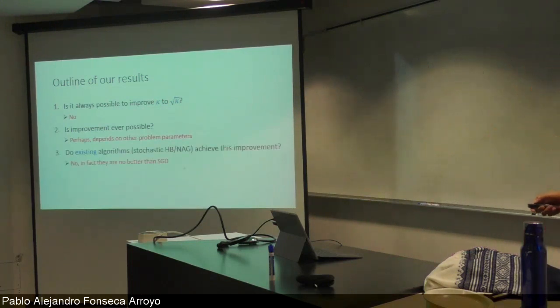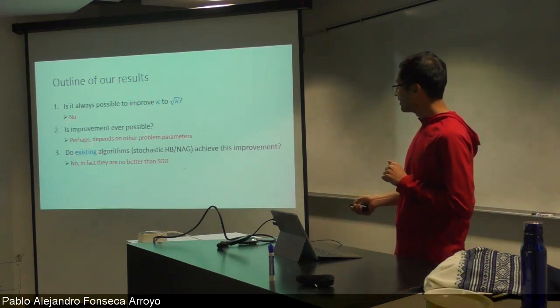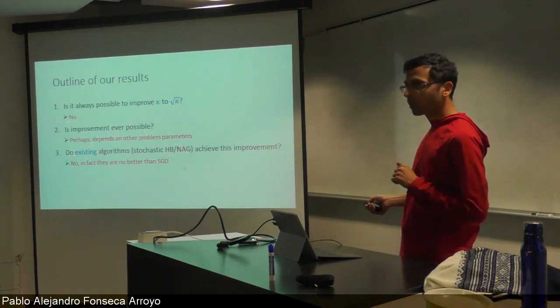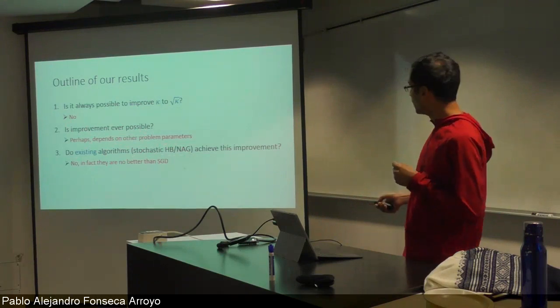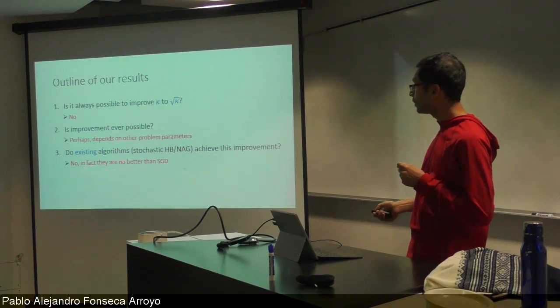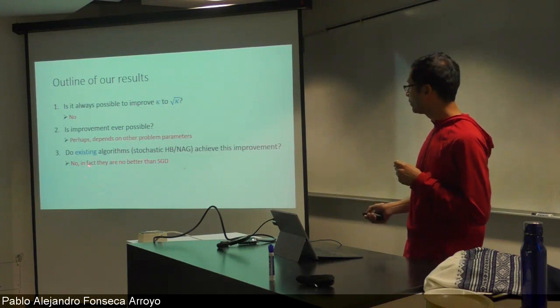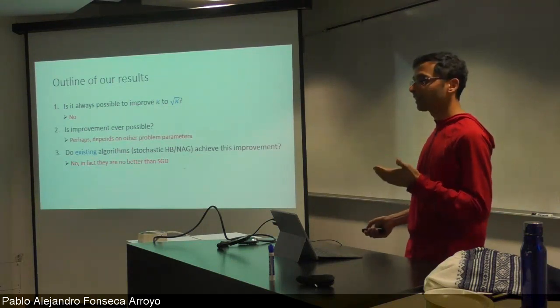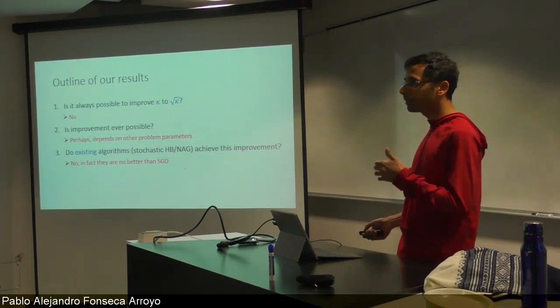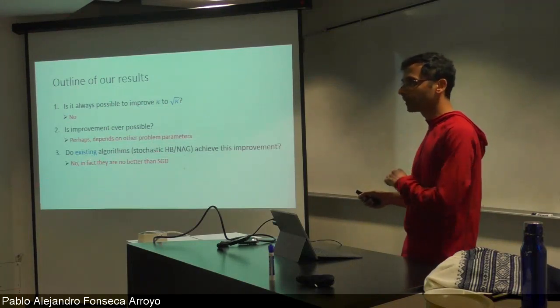And the third thing is, because we are saying that in some cases improvement is possible, do existing algorithms like the stochastic versions of heavy ball and Nesterov that people are using in practice achieve this improvement whenever it is possible? The surprising answer to this turns out to be that they cannot, and in fact they are no better than SGD. This is very surprising, also given that in practice people are using this and they are observing some speedups. So I'll get to this apparent contradiction towards the end of my talk.